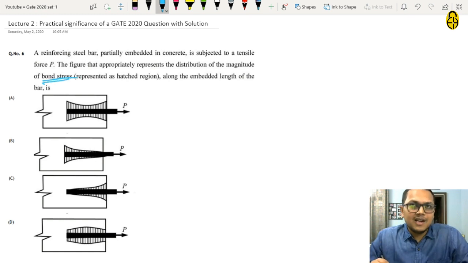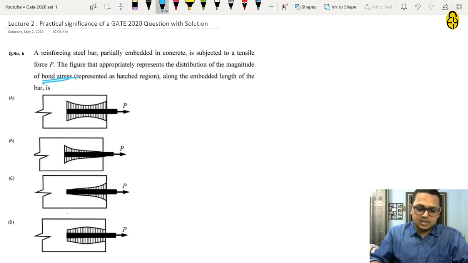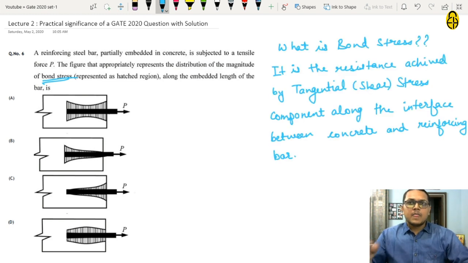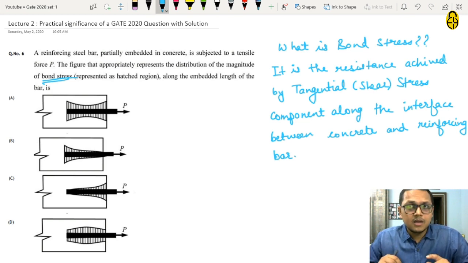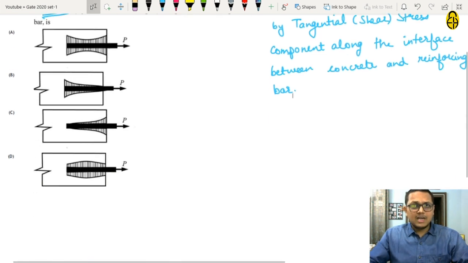The first question that arises in the student's mind is, what is bond stress? Do you know what is the basic meaning of bond stress and how it helps in concrete designing, structural designing? So let us first study what is bond stress. Bond stress is the bond resistance achieved by the tangential shear stress component along the interface between concrete and the reinforcing bar. Let us understand this through a diagram.